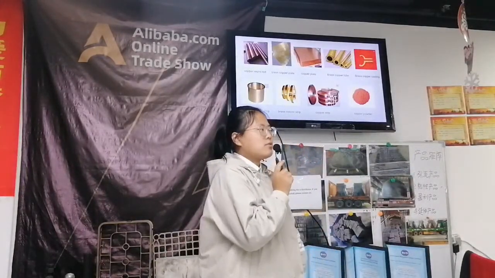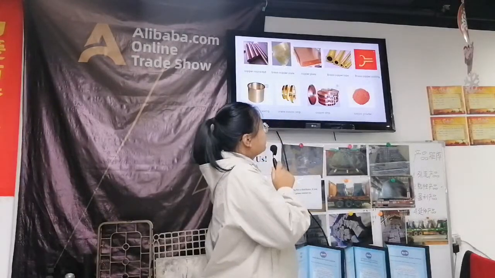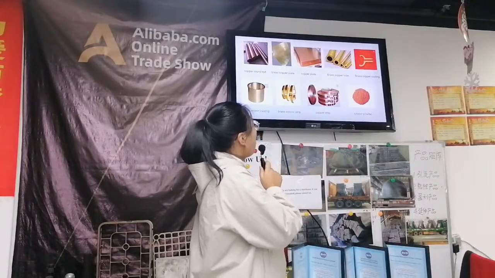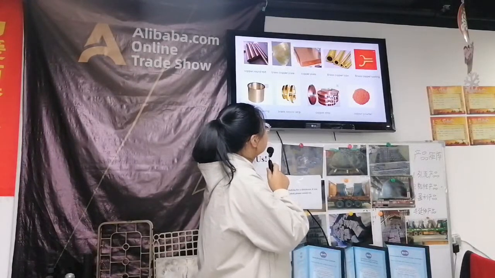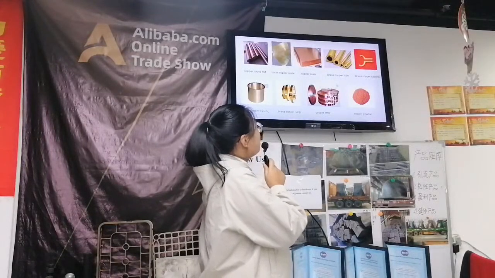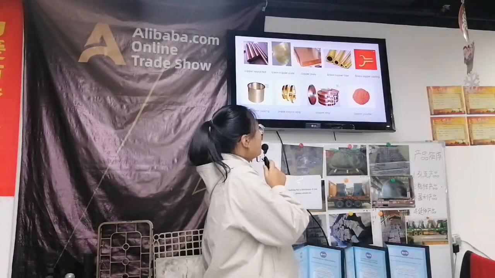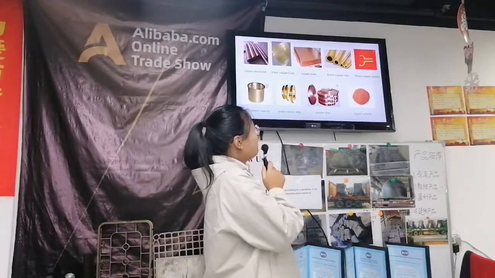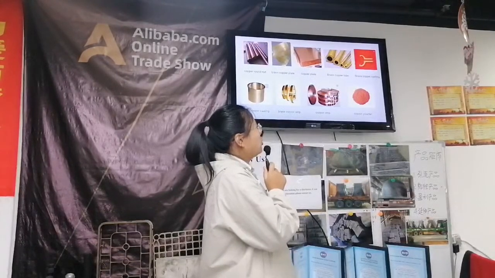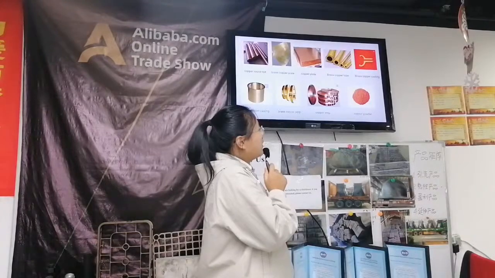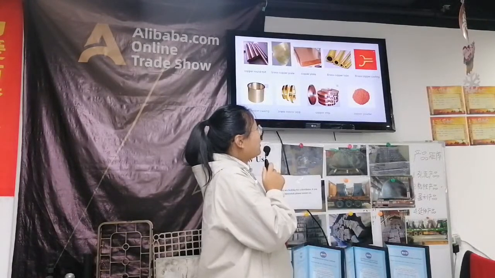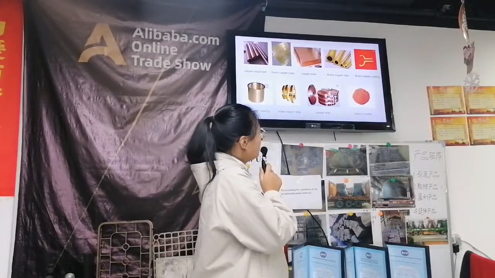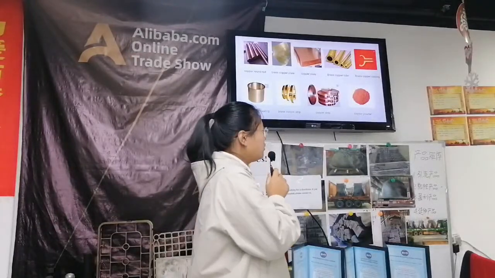Next, some photos for copper alloy. The first photo is copper rounded rods. The second one is bright copper plates. The third one is copper plates. The first one is bright copper tubes. The next is bright copper castings and forgings. And the last one is copper powder.